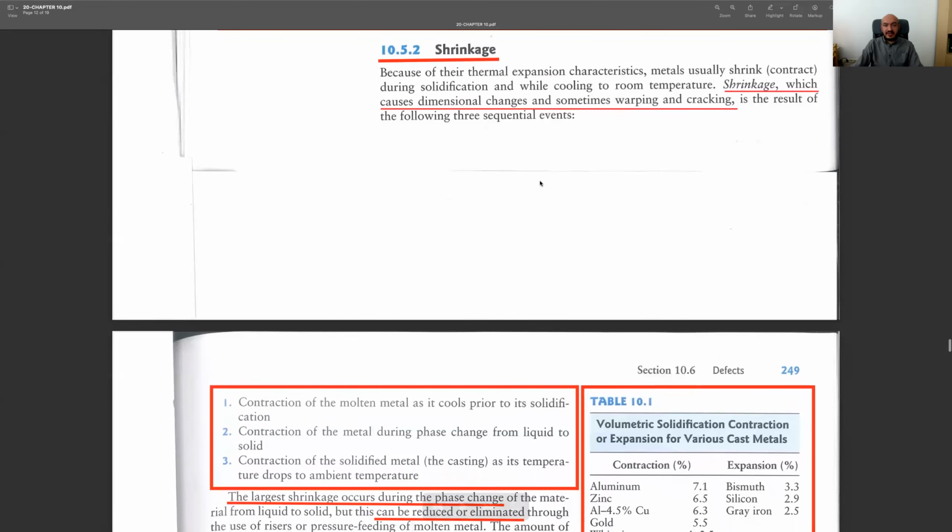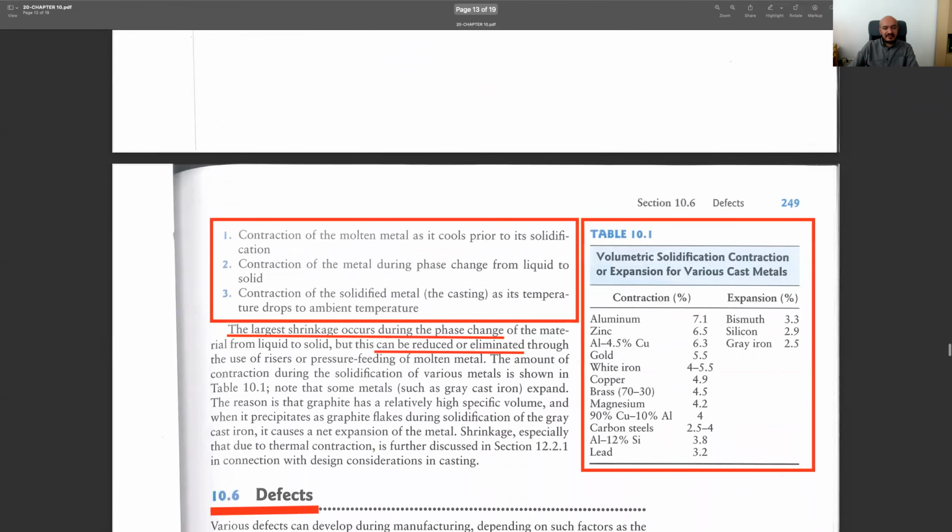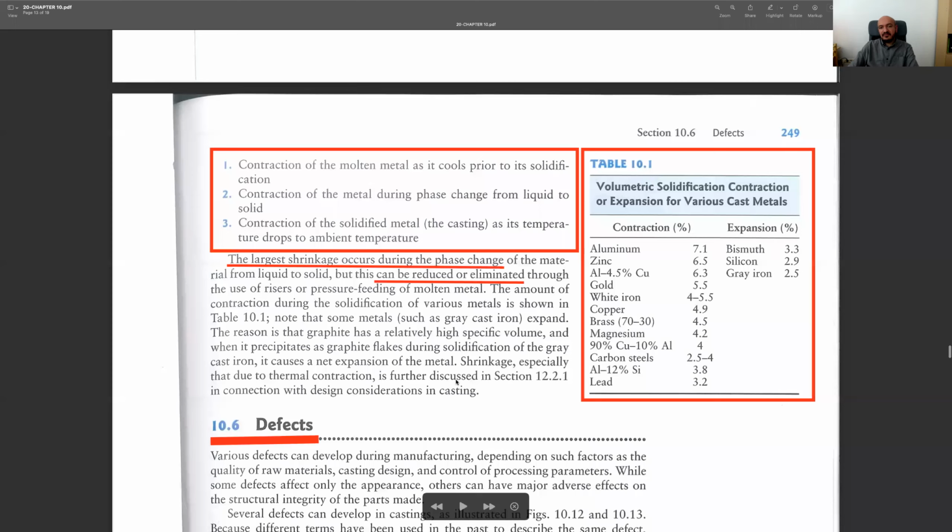Let's focus more on shrinkage again. As we discussed, shrinkage is highly important in casting processes. And if you cannot control shrinkage, then probably the dimensions will not be proper. You have difficulties in dimensional accuracy and tolerances. And furthermore, there might be some warpage, and there may happen some little cracks or internal cracks in your product. So how we can eliminate it, we'll talk about them in a moment.